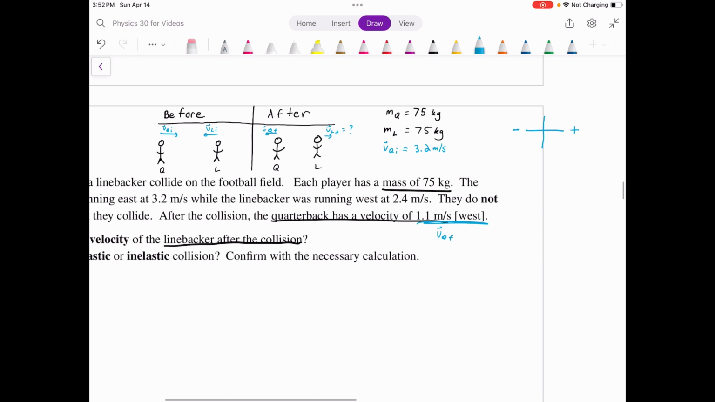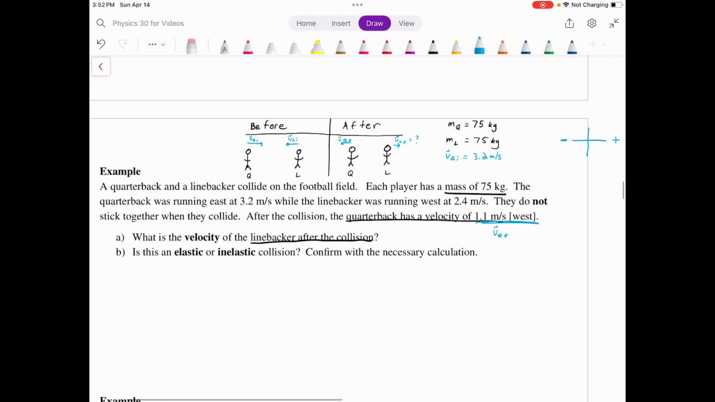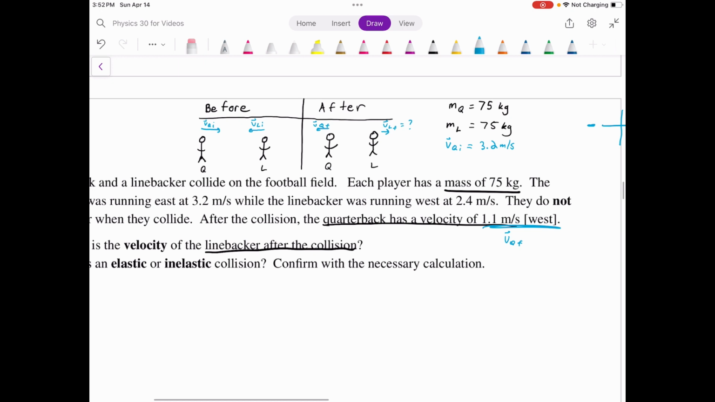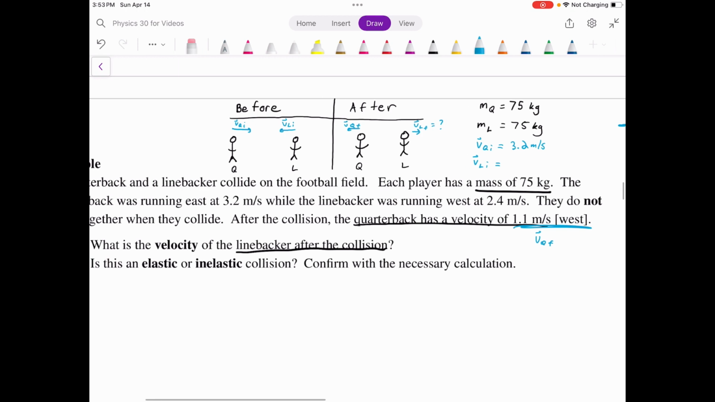Again, not mandatory. We could just as easily call west positive, but then we would need to make east negative. Remember, opposite directions just need opposite signs. That's the tool we use to make sure that our math works out, and vectors in opposite directions do cancel each other out. Okay. We also have the velocity of the linebacker initial. That is 2.4 meters per second to the west. So the velocity of the linebacker initially, we're calling west negative, so negative 2.4 meters per second.